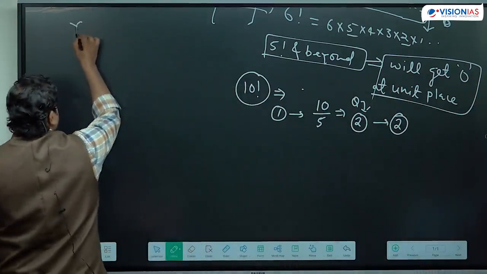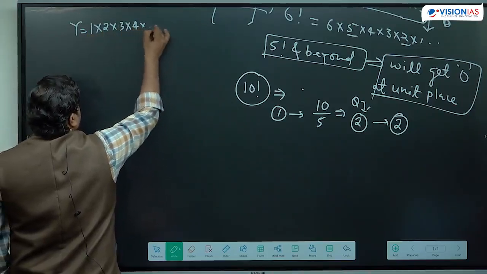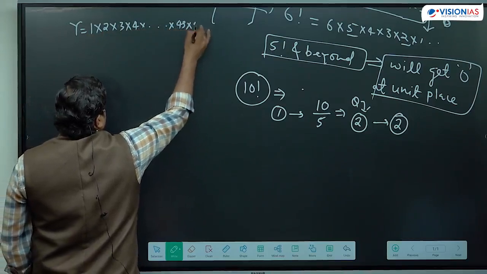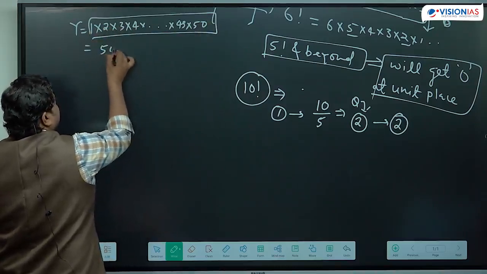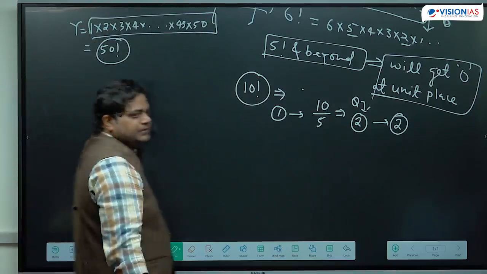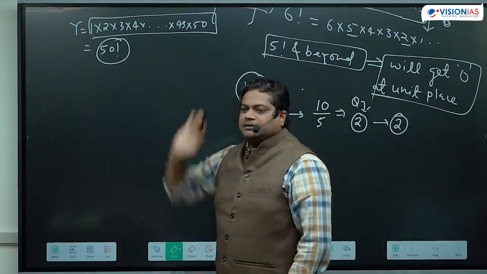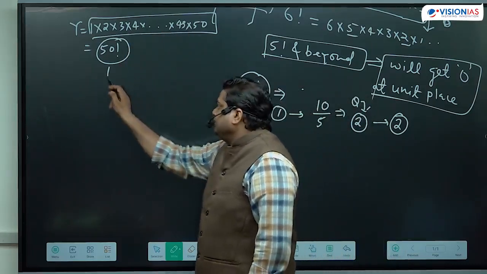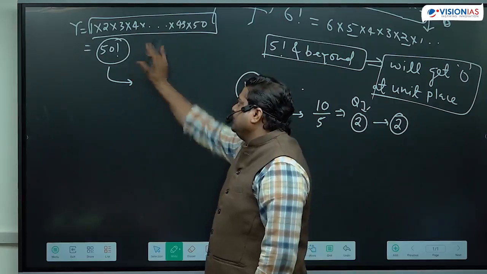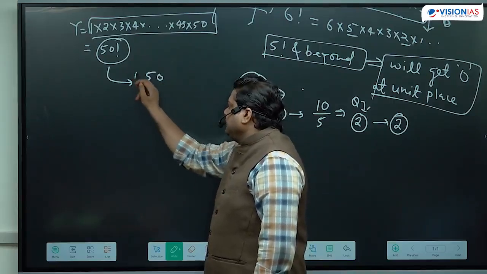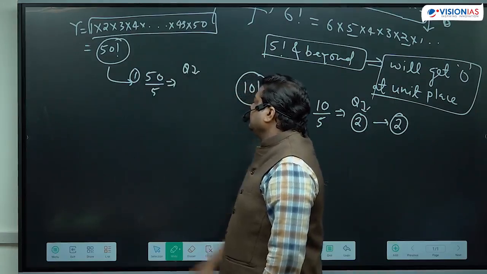Then we can take 50 ka factorial. Ye question dekha tha na humne. Y is equal to 1 into 2 into 3 into 4 till 49 into 50. This expression ko we can write ki this is 50 ka factorial, 50 into 49 till 1. How many 5's are there? We know ki number of 2's are more than number of 5's. Simply we can calculate number of 5's. So first step mein we can divide 50 ko 5 se. We'll try to see ki what quotient we are getting.